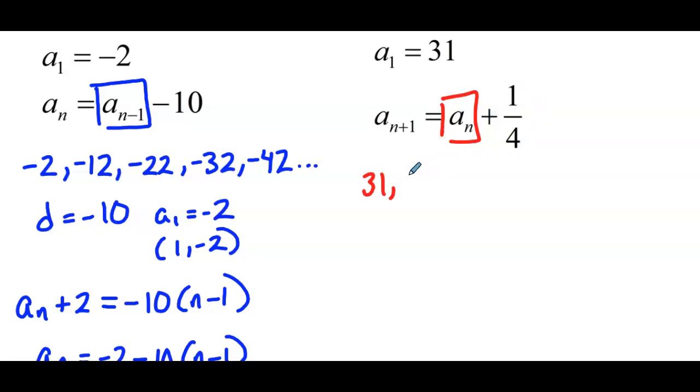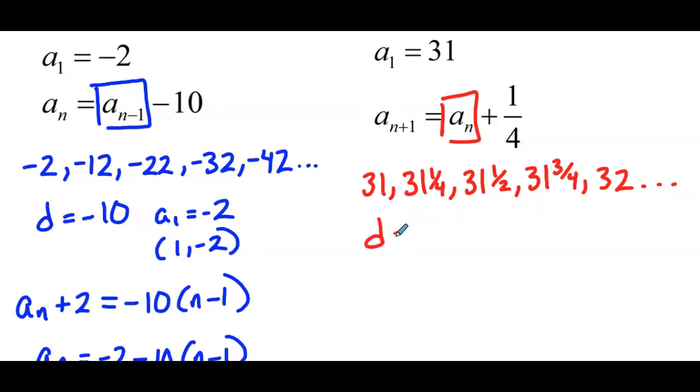So I'll use mixed numbers here. So the next term would be 31 1/4. After that, 31 2/4, which is 1/2. Then 31 3/4, and then 32. And then that sequence continues on. So our common difference is 1/4.